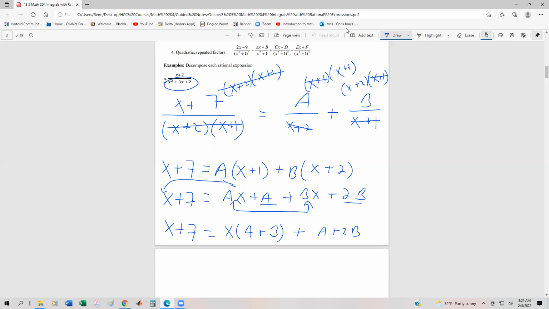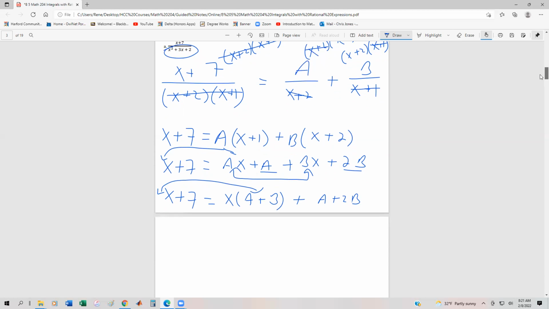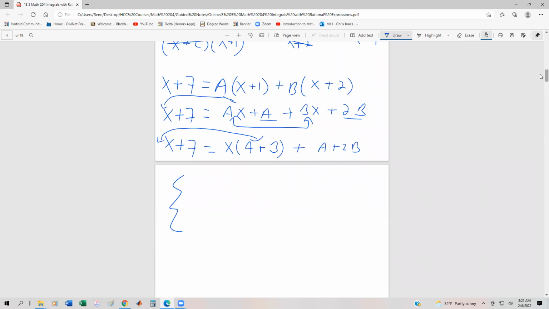The coefficient of x has to match up to the coefficient of x. So one equation in our system is that a plus b is equal to 1, since the coefficient of x, which in this case is 1, has to equal the coefficient of x. For the other equation, we have 7 and a plus 2b, so the constant has to be equal to the constant. That's the method of undetermined coefficients.